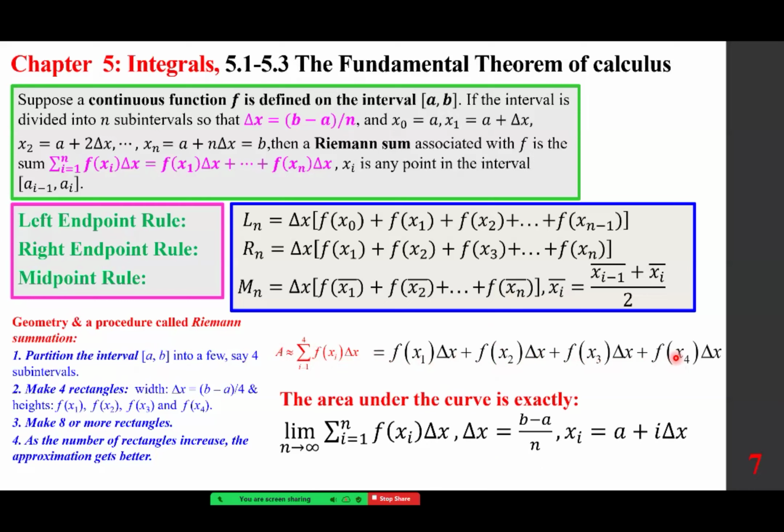And the area under the curve is exactly the same thing if you take a limit of this expression. Take the limit as n goes to infinity of the summation of i from 1 to n of f of x sub i delta x, where delta x is b minus a over n, and x sub i is a plus i delta x. So the approximation gets better as we increase the number n, and it becomes identical to the area under the curve as n goes to infinity.